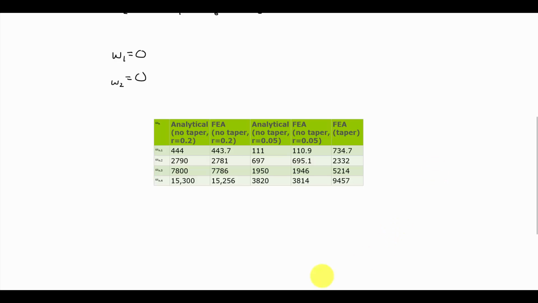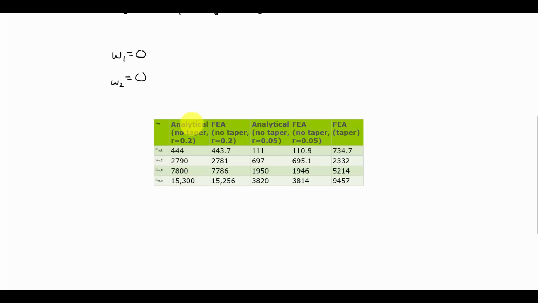So I've compiled the results I got from the FEAs with no taper, but everything at either the large radius or everything at the small radius, what we got with the taper, and I ran these through with the analytic approach because we can, for no taper in the beam, get the analytical version using the techniques from the previous section. So just for comparison, I put those in as well.